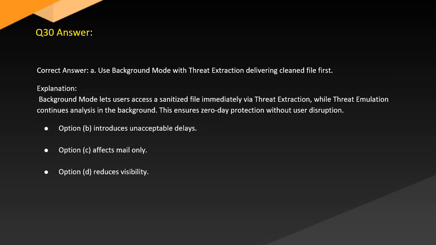Answer. Correct answer: A. Use background mode with Threat Extraction delivering cleaned file first. Explanation. Background mode lets users access a sanitized file immediately via Threat Extraction, while Threat Emulation continues analysis in the background. This ensures zero-day protection without user disruption. Option B introduces unacceptable delays. Option C affects mail only. Option D reduces visibility.